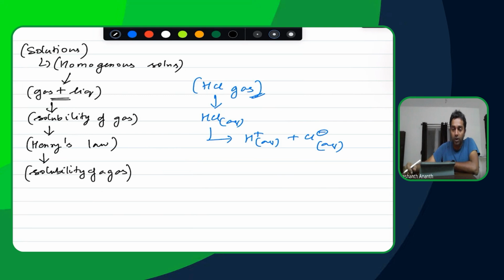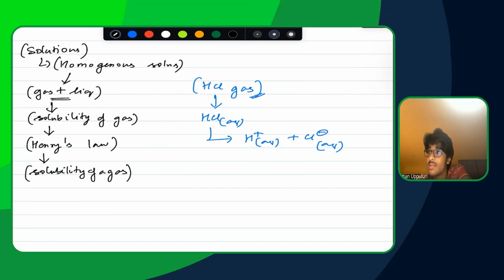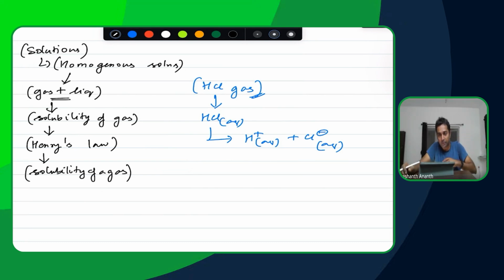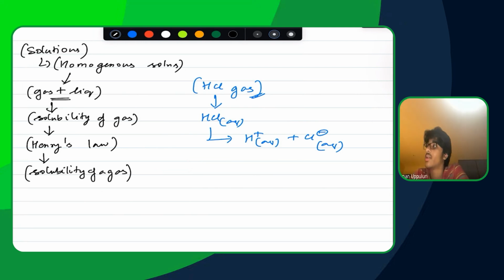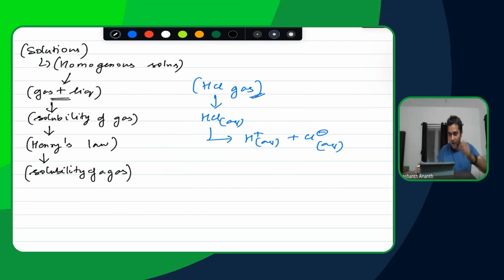If I want to increase the solubility of carbon dioxide gas in water, how do I do it? I make the medium basic. So if I make the medium basic, what will happen? That will force the acidic reaction in the forward direction. Yes, it is obvious. You have to start playing the game according to the equilibrium there. You understand the idea here?